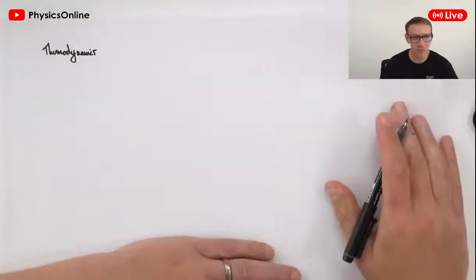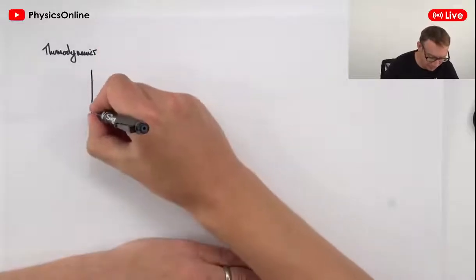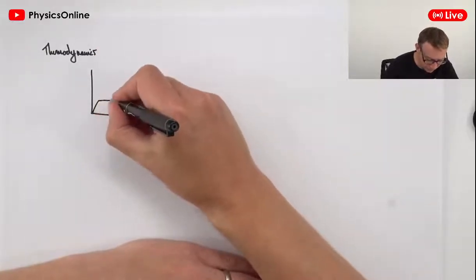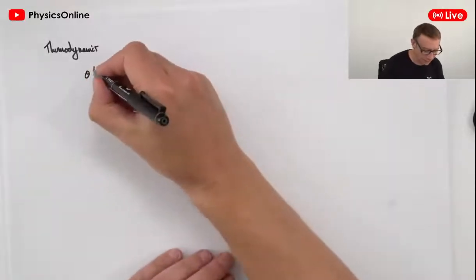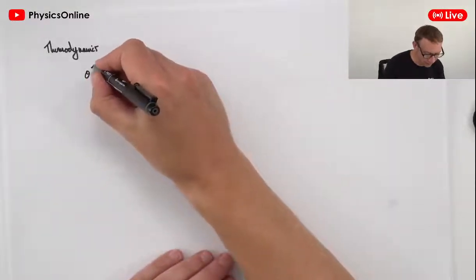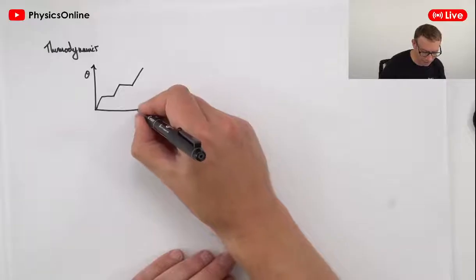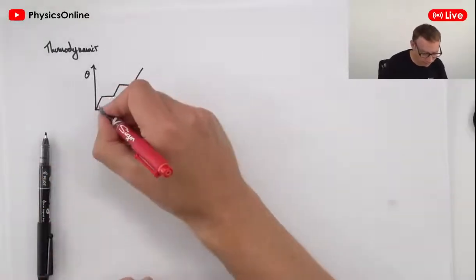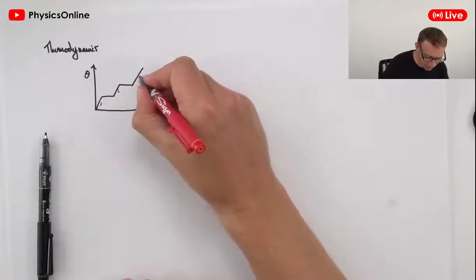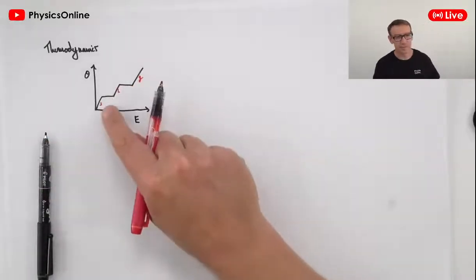Now the first part really is the same as GCSE. Okay, so maybe we've got our temperature up this axis, we've got the energy or the internal energy along that axis. Here we've got a solid, liquid, and a gas, and of course we've got our phase changes.